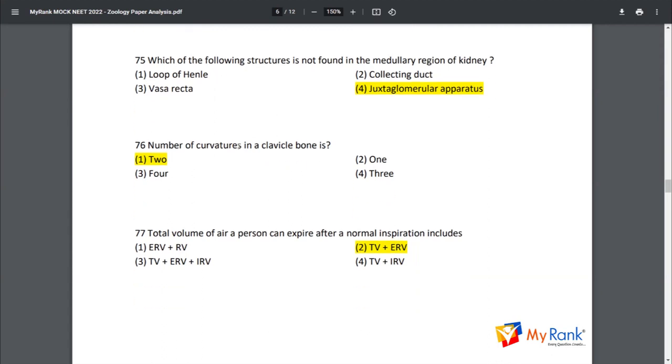Next comes question number 76, that is the number of curvatures in clavicle bone. Now this is a question that could be answered if you pay keen attention to the diagram given in your textbooks. So clavicle has got two curvatures. So option 1 is the correct answer.